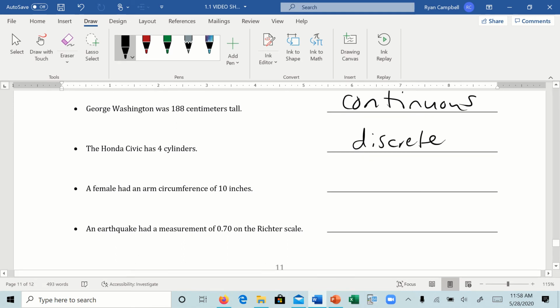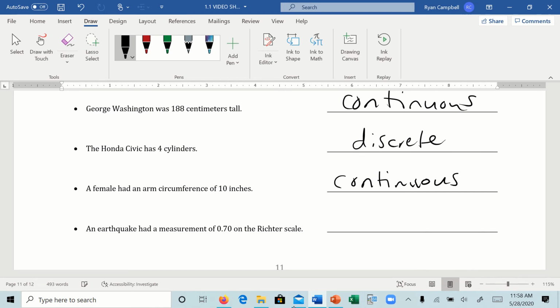A female has an arm circumference of 10 inches. Again, this would be continuous because this is something that you would be measuring. An earthquake has a measurement of 0.7 on the Richter scale. Well, you don't count 1, 2, 3, right? It's also a decimal, and it says the word measurement right there. So we know that this is also going to be continuous.